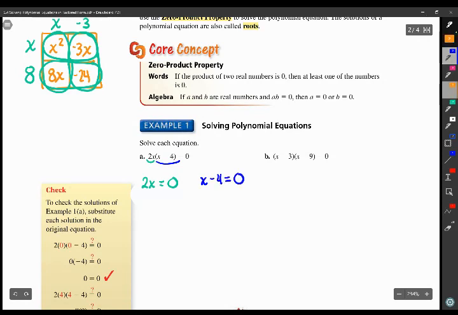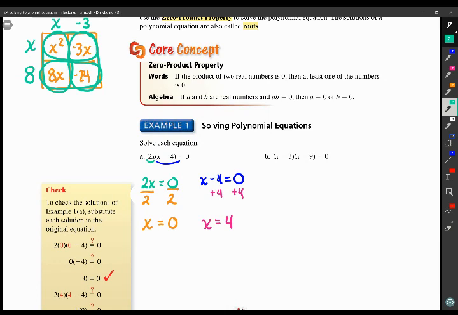And then we just solve like we normally would solve. So if I want to get x all alone, the 2 next to the x is multiply, so we undo it by dividing. So we get x is equal to 0, because 0 divided by 2 is 0. If I was solving the other one, I'm trying to get x all alone, and it's connected to the 4 through minus. So we add 4 to both sides, so we get x equals 4. And so these are our solutions for those two problems. We're going to look at x equals 0 and x equals 4.